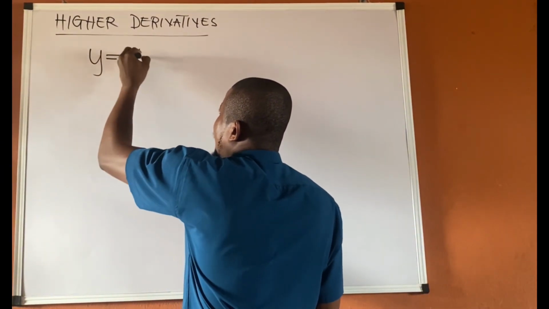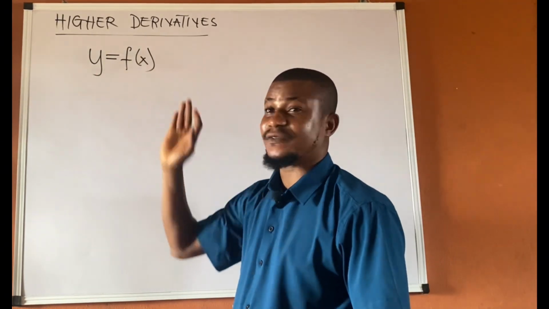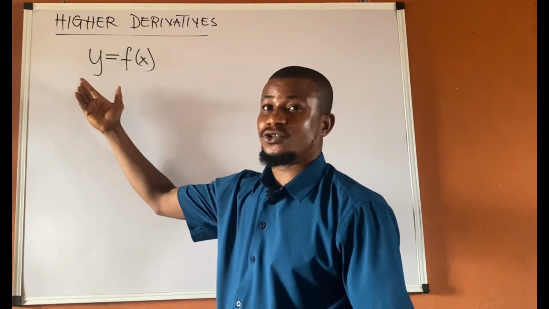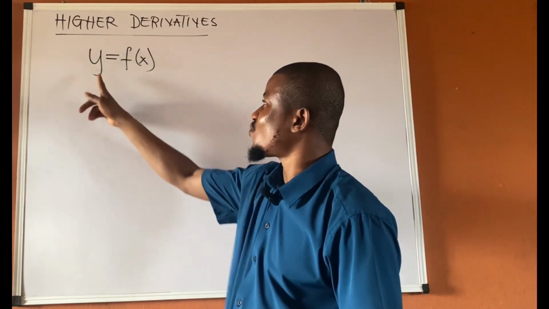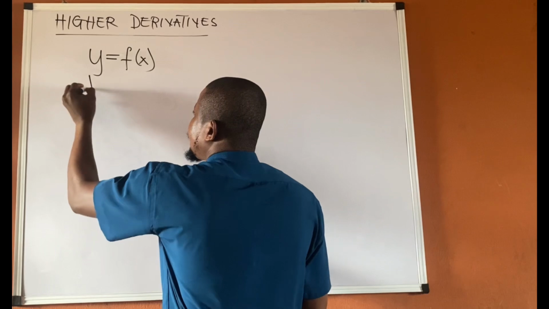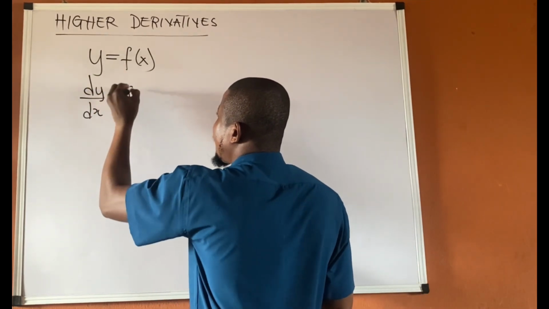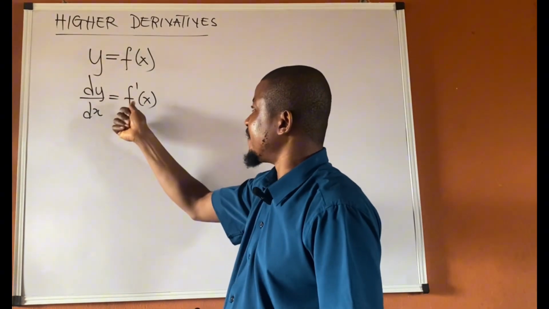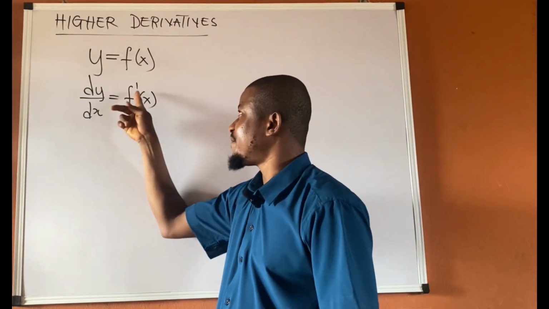equal to f of x, if you have a function defined this way, y as a function of x, and you are asked to differentiate this function, the initial differentiation you'll be making on this is called the first derivative. And you remember, because y is a function of x, we're differentiating y with respect to x. So we'll have dy/dx. And on this, we'll have f prime of x. This is called the first derivative made with respect to x. It's called the f prime of x.